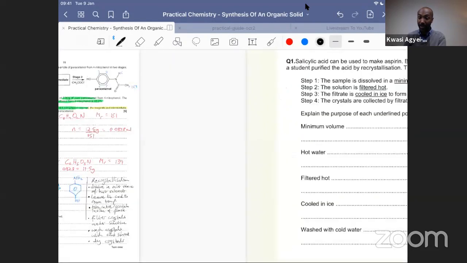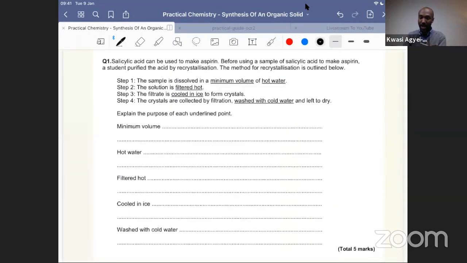Let's have another question. This time round, we're back looking at aspirin, and we're told that salicylic acid can be used to make aspirin. Before using a sample of salicylic acid to make aspirin, the student purified the acid by recrystallization. So we're purifying the starting material, our salicylic acid, and the method for recrystallization is outlined below.